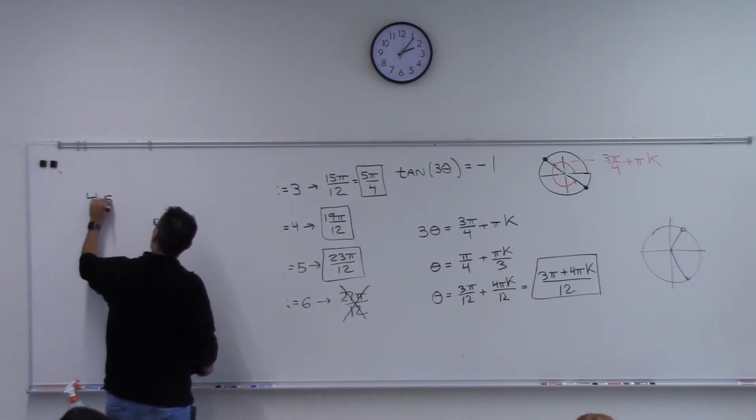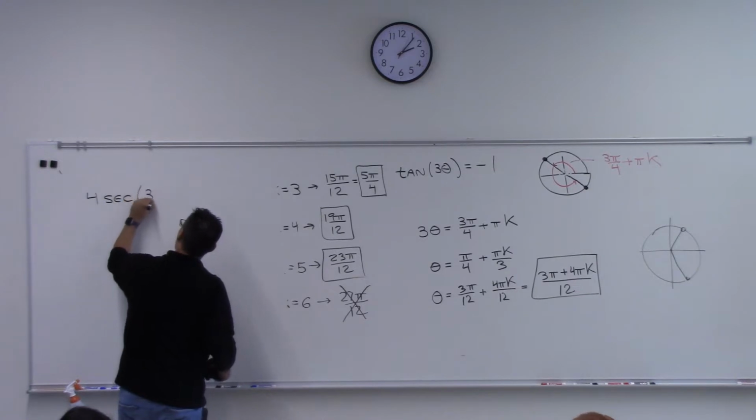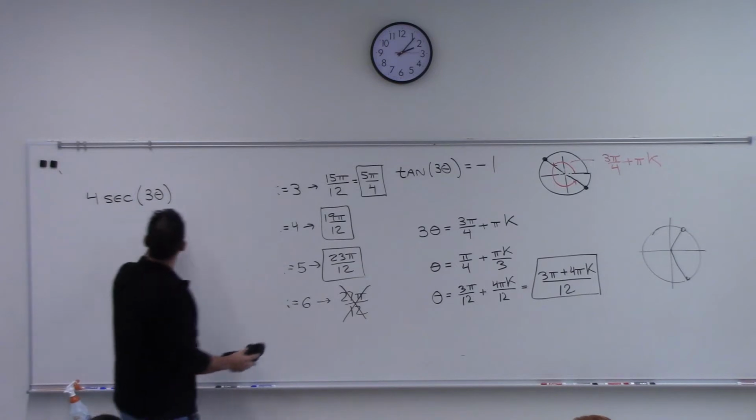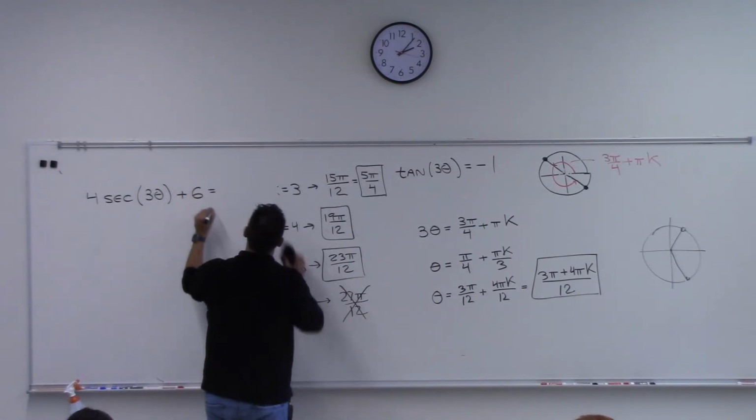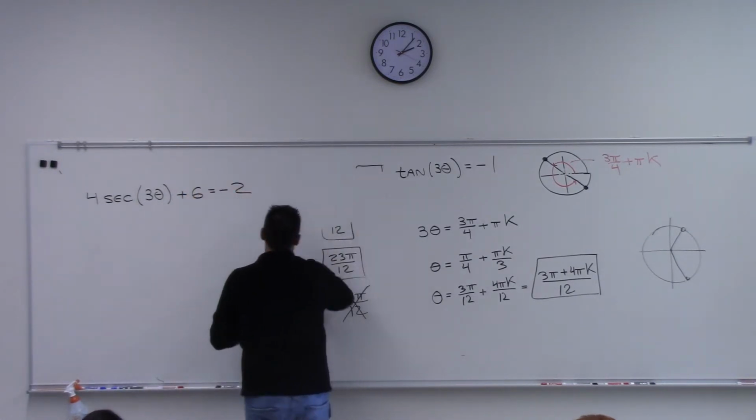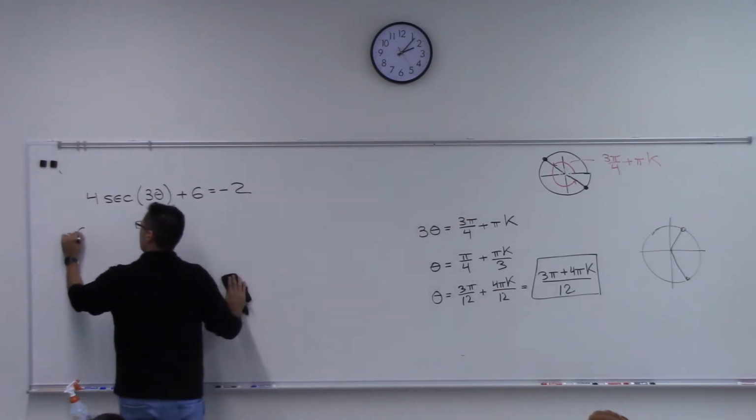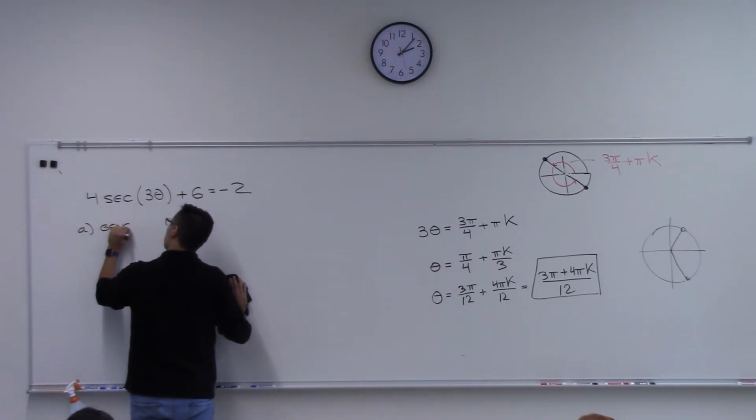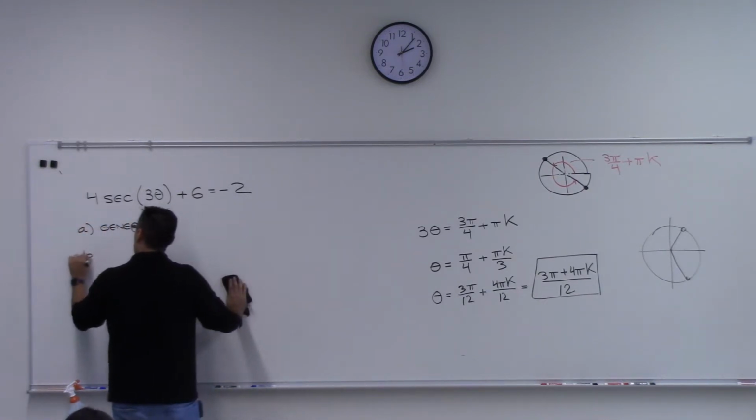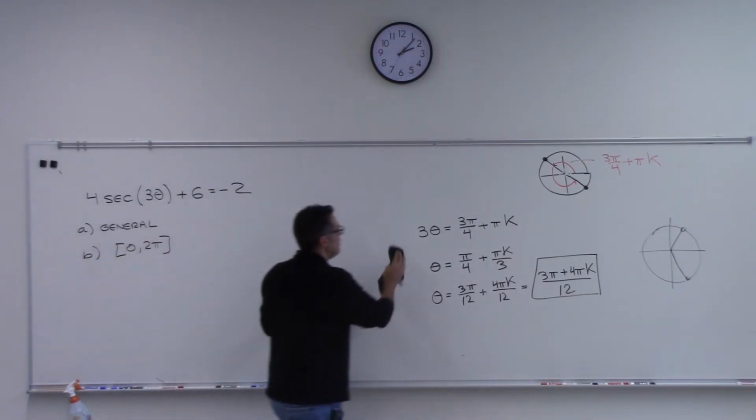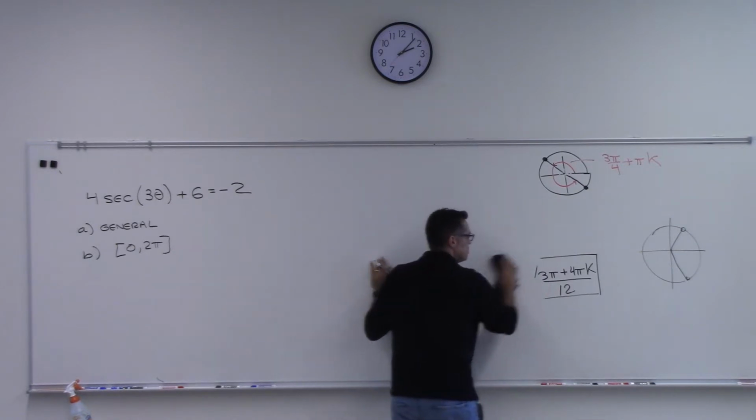Four secant of 3 theta plus 6 equals negative 2. All right, same instructions. I want to find the general solutions, and then for part B, the solutions inside of 0, 2 pi. 0, 2 pi is just a very common interval to solve for.